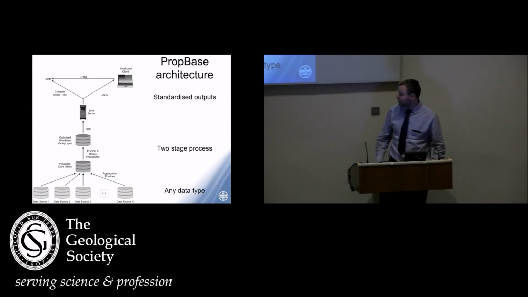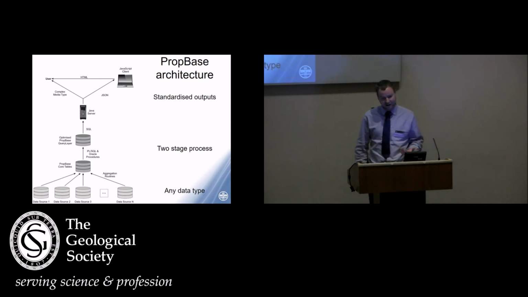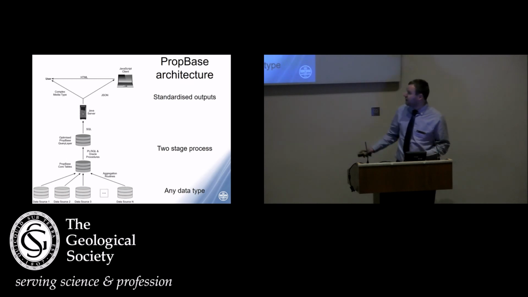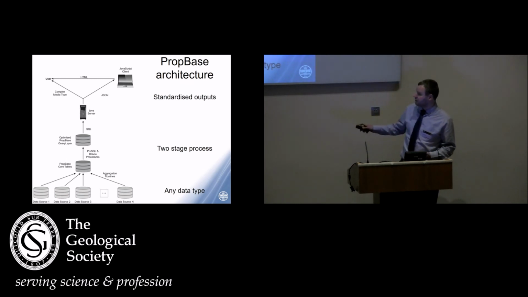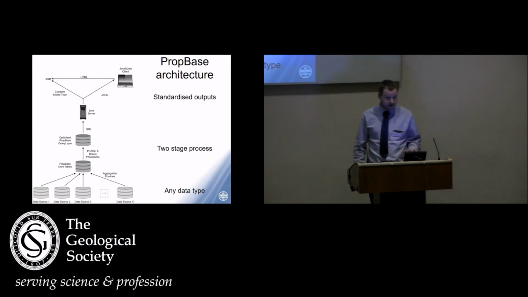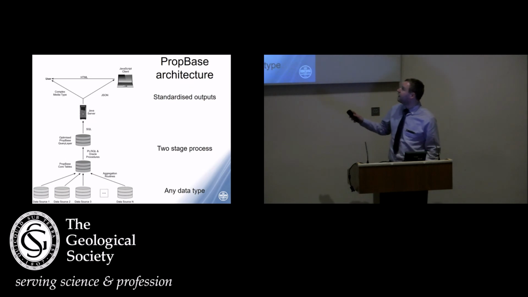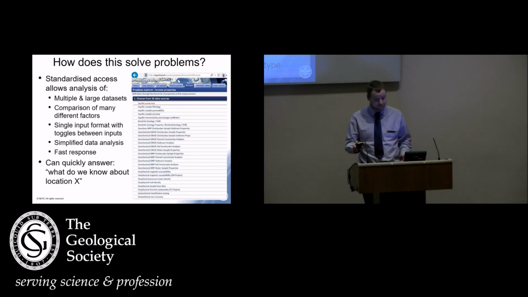This is probably the slide I understand least about, but it basically shows that you've got a single data architecture. You can put any data type in through the bottom and aggregate it. Then there is a two-stage process of first denormalizing that data, and second, optimizing that data. By doing that, you can rapidly generate standardized outputs from multiple different types.